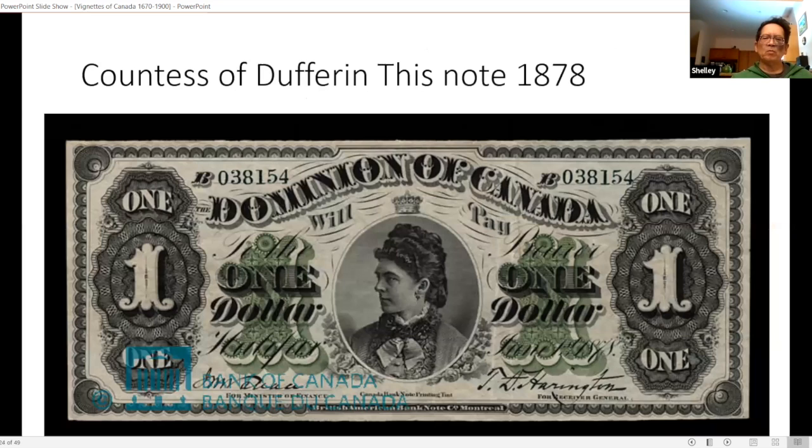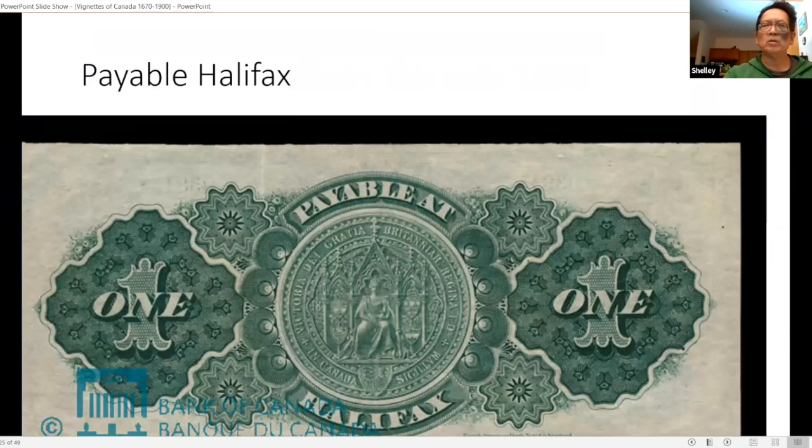Here, again, we're moving into the 1878 here, and we're starting to see more of the British royalty. The Countess of Dufferin here with the Dominion of Canada. Payable, Halifax. Again, a lot of these banknotes were site-specific. Eastern Canada with Halifax, St. John's, and then Toronto and Montreal being the big players at this time period during the 1870s.